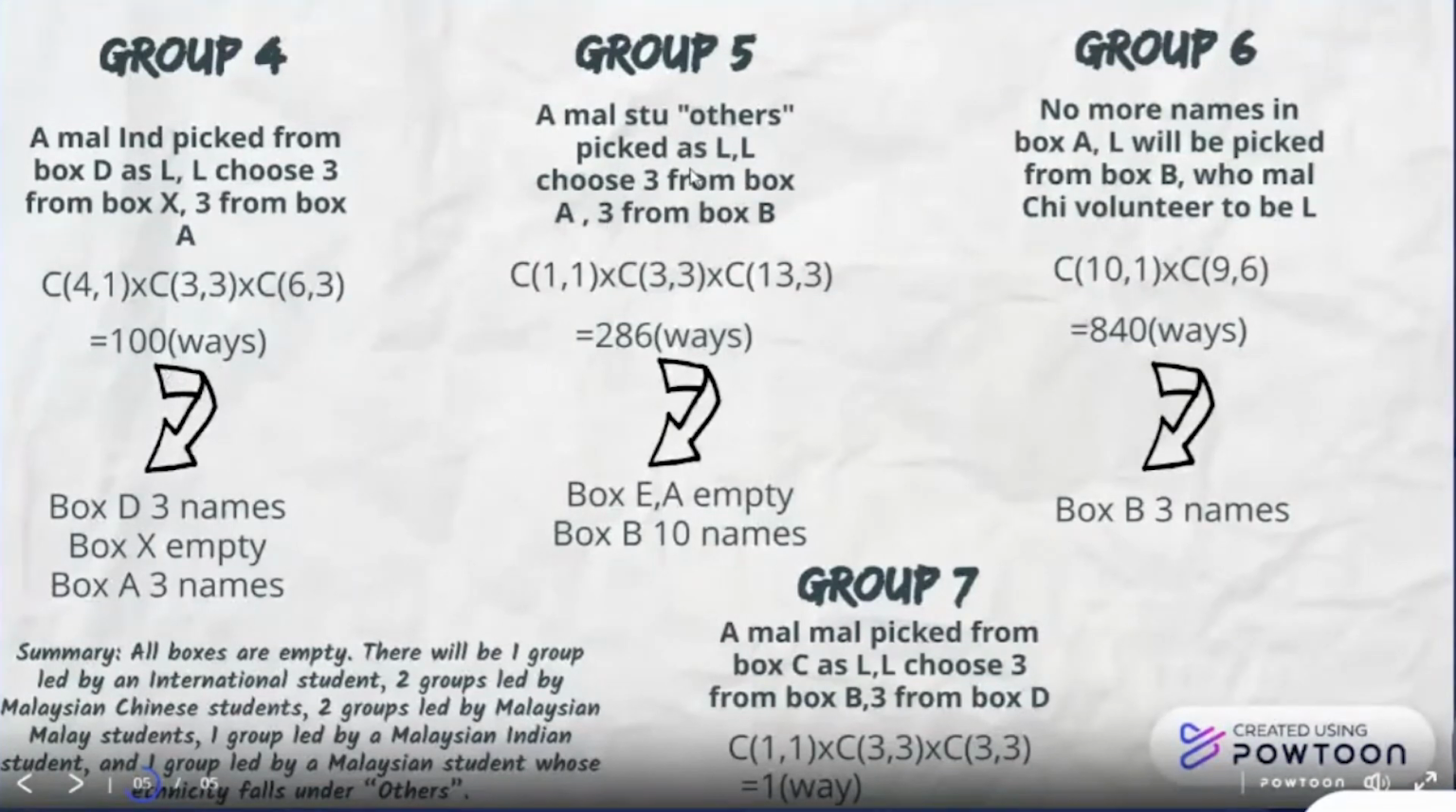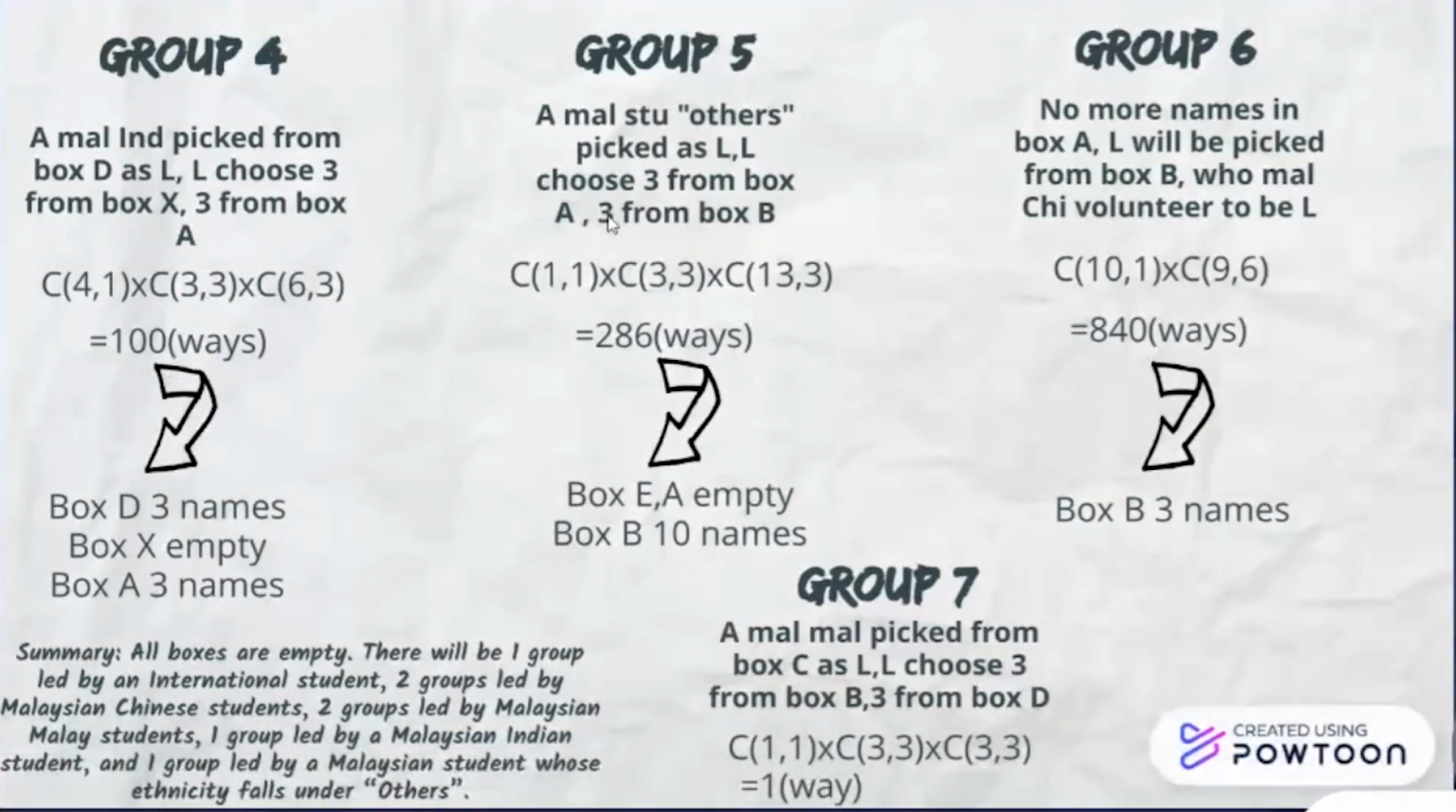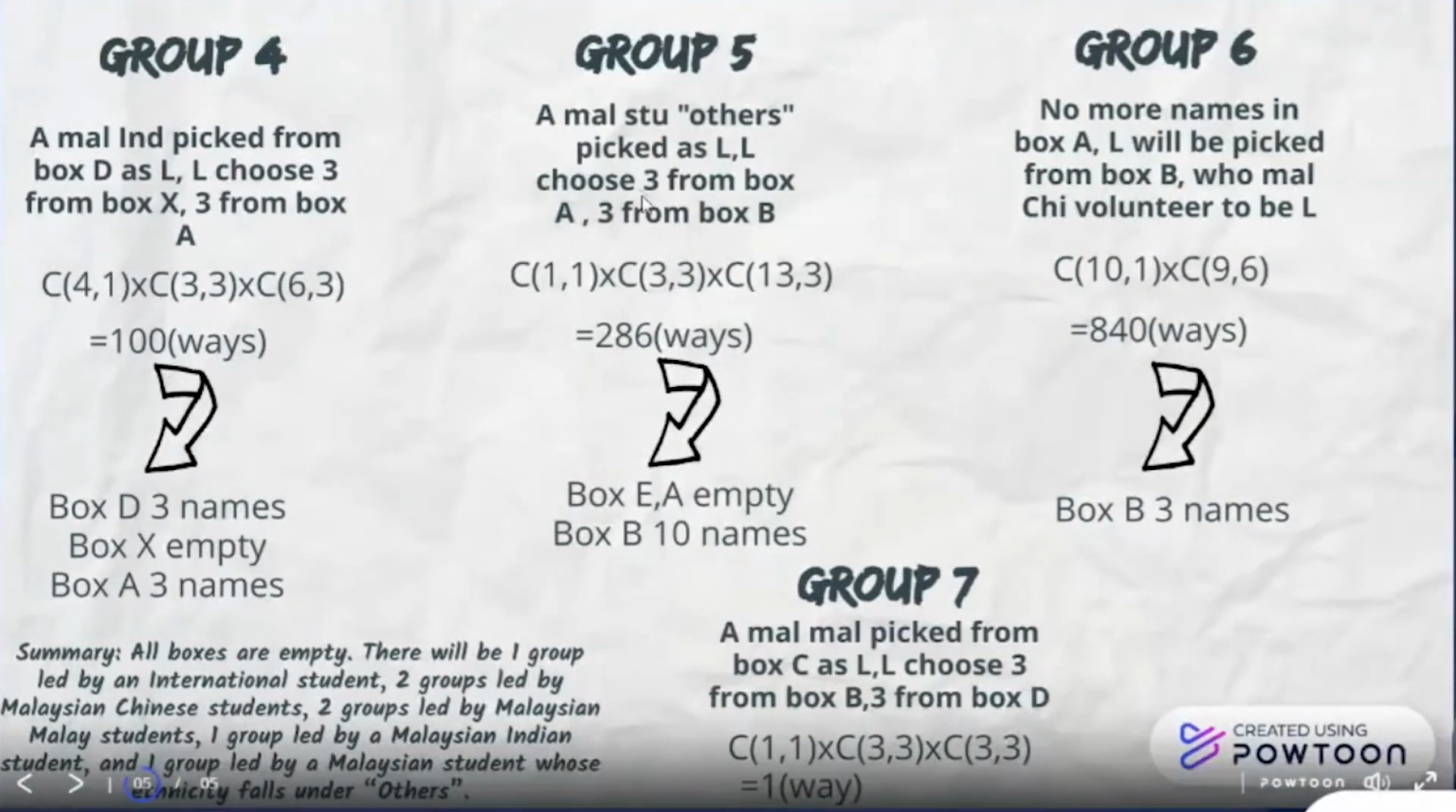And for group 5, a Malaysian student whose ethnicity is others is picked as a leader, and he or she will choose 3 from box A and 3 from box B. So we get 1C1 times 3C3 times 13C3, which you get 286 ways.